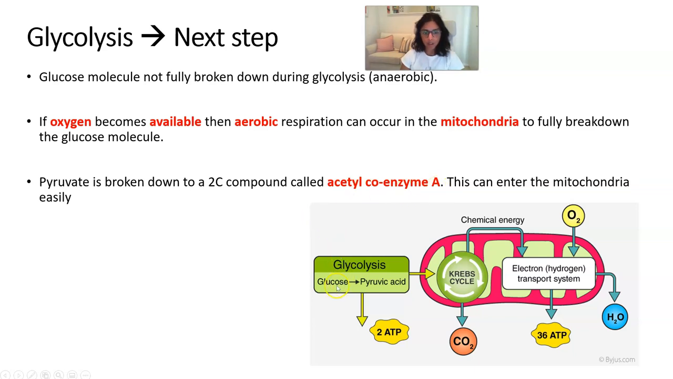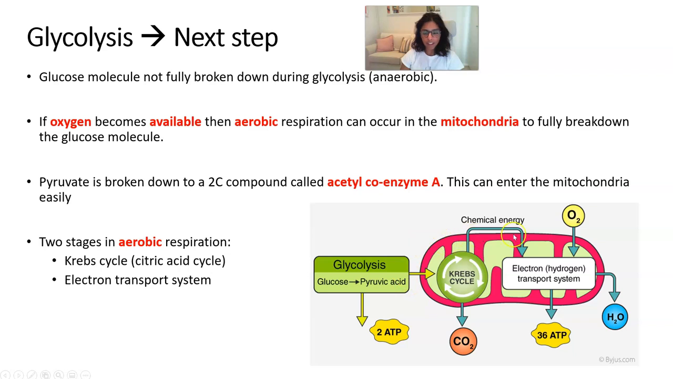Okay, so glucose is broken down into pyruvic acid or pyruvate. Each molecule of pyruvate is further broken down into acetyl coenzyme A, which can then enter the mitochondria. Now, while in the mitochondria, this molecule, acetyl coenzyme A, is fully broken down through a series of reactions. The first step is called the Krebs cycle, or sometimes known as the citric acid cycle. And then the next step is the electron transport chain, or electron transport system.